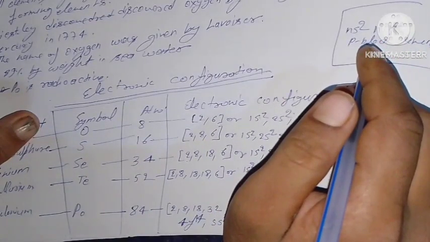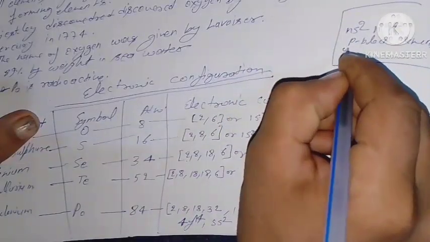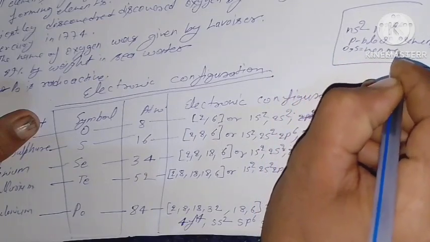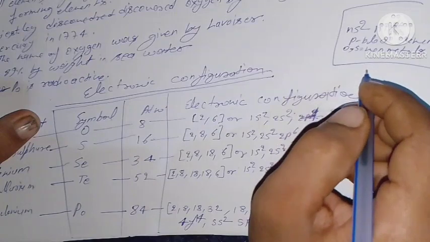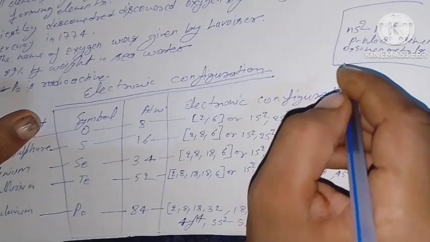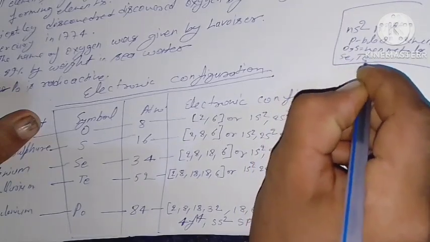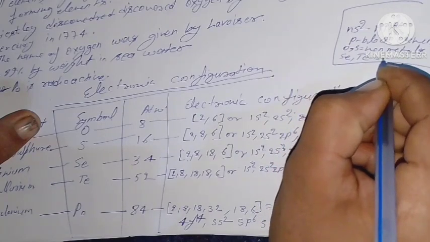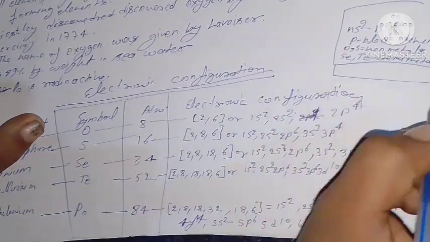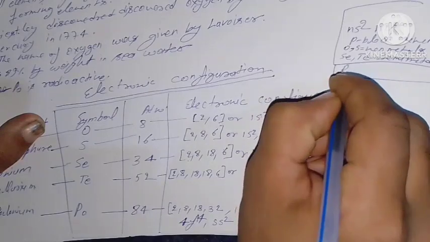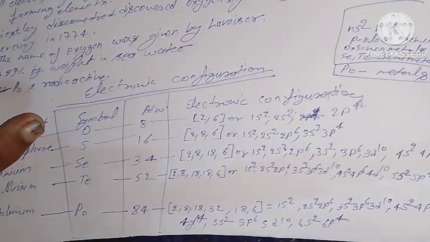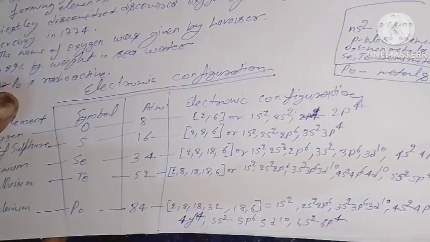Oxygen and sulfur are non-metals, and selenium and tellurium are semi-metals. Polonium is a metal.